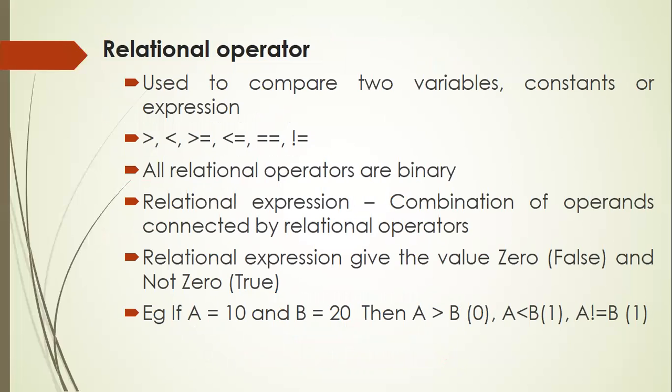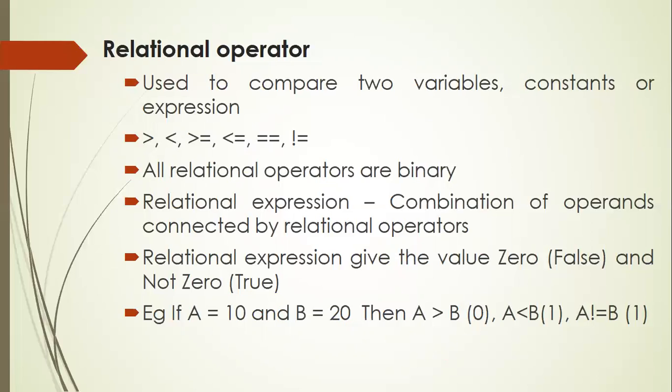The second category of operator is the relational operator. A relational operator is used to compare two variables, or two constants, or two expressions also. The different relational operators available in C++ are greater than, less than, greater than or equal to, less than or equal to, equal to, and not equal to. All the relational operators are binary operators, because in order to use any of these six operators, we require two operands.